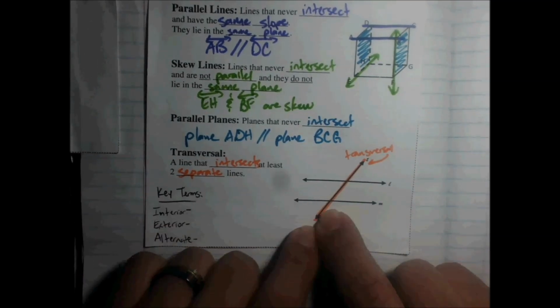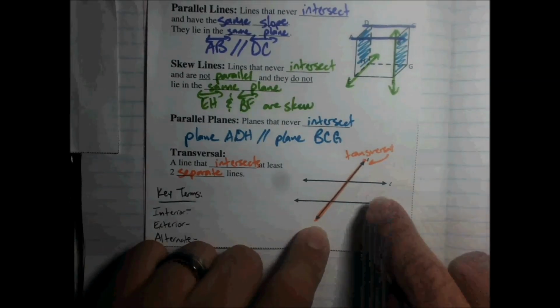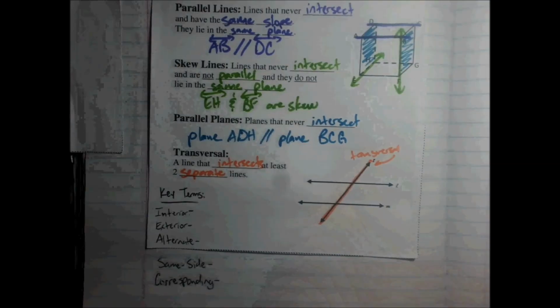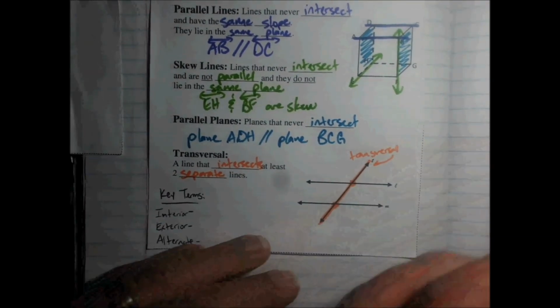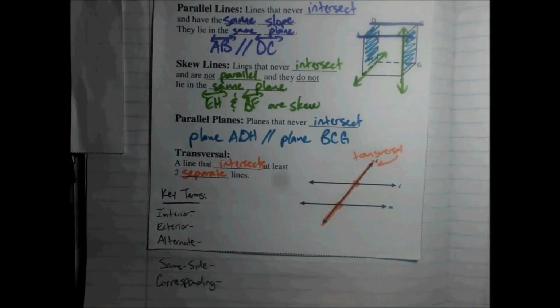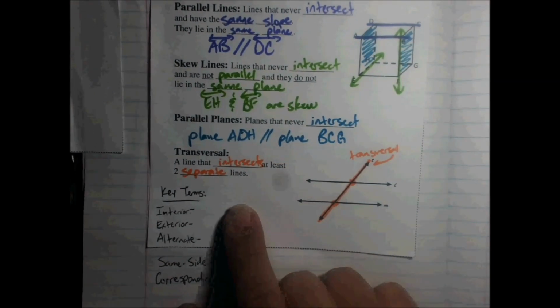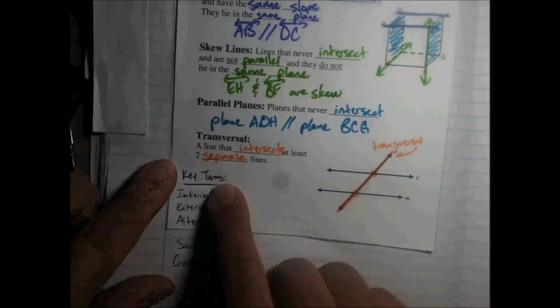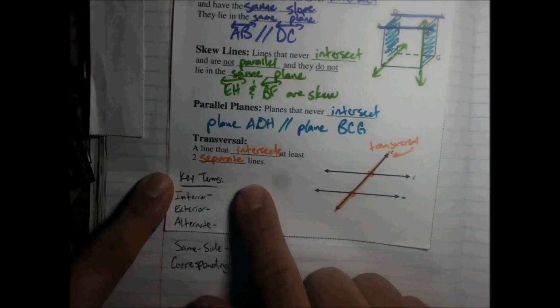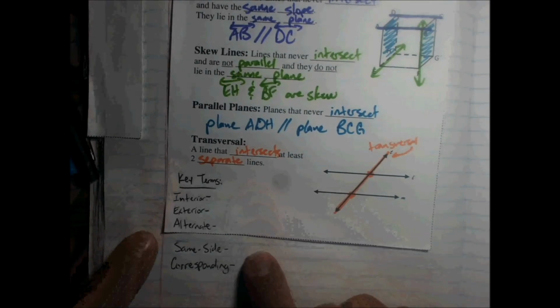All right. Okay. So what does it look like? There's some key terms that we're going to be looking at. So I wrote these down. Again, add these onto your notes. Just kind of copy this down too. All right. For interior, interior means between the two lines, between the two parallel lines.